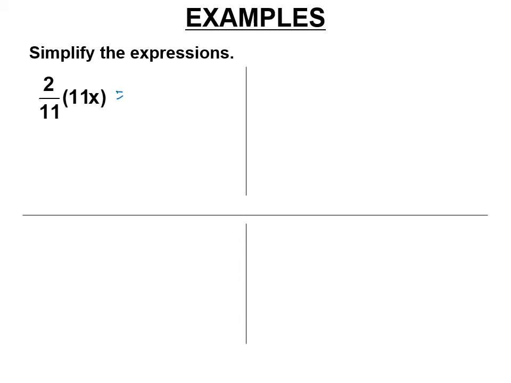Try this one. So it's 2/11 times 11x over 1. All right, what cancels here? Right, cross canceling from 6th grade. 11's cancel. Nothing else cancels, so 2 times x is 2x over 1. We're not going to leave it that way. We're going to write 2x.